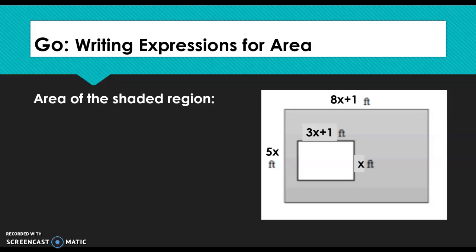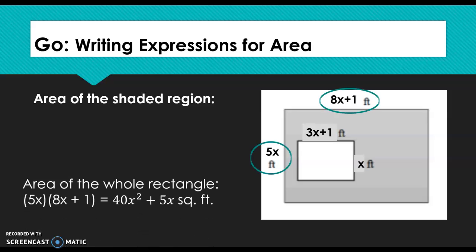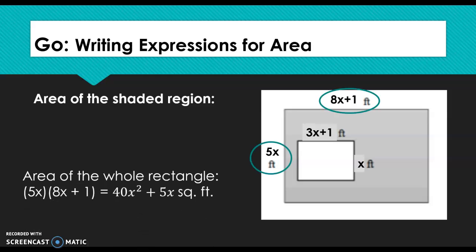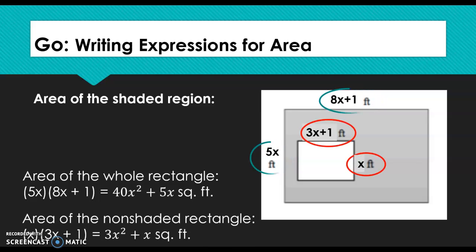Next, we're looking at writing expressions for area and finding the area of the shaded region here. First, we want to find the area of the whole rectangle. X plus 1 times 5x is 5x squared plus 5x. We use the distributive property. Then we find the area of the non-shaded rectangle, x times 3x plus 1. Using the distributive property again, we get 3x squared plus x is the area of the non-shaded rectangle.